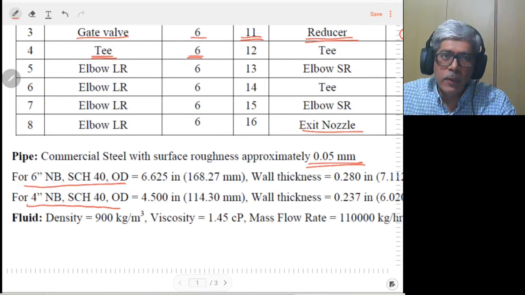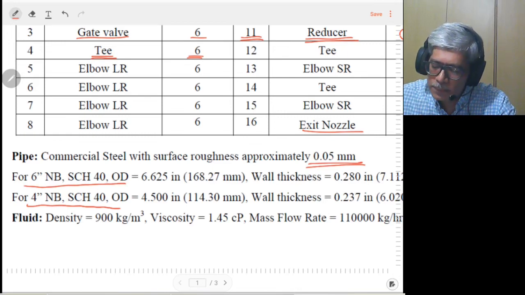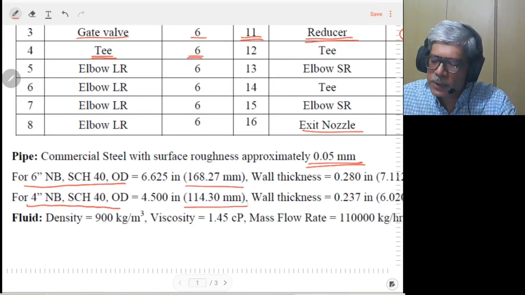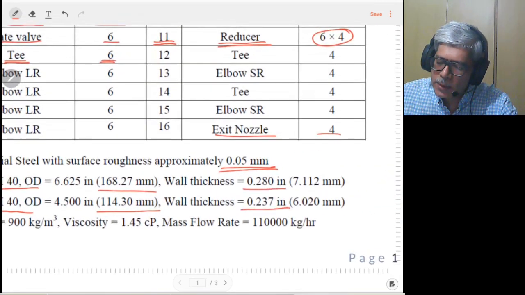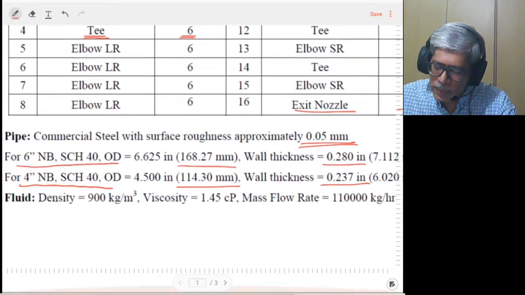So here the pipe schedule is considered as 40. The pipe schedule for this pipeline is given as 40. Somebody has already designed this pipeline and you are doing the pressure drop calculations for that. The inside diameter and outside diameters of those pipes are given. The wall thicknesses are provided so that you can calculate the inside diameter of the pipe, and then you can calculate the velocity in the pipe.